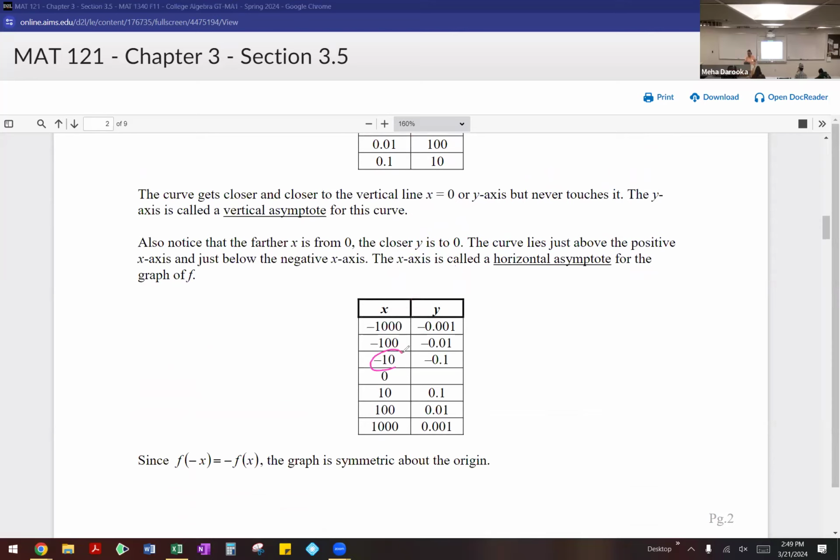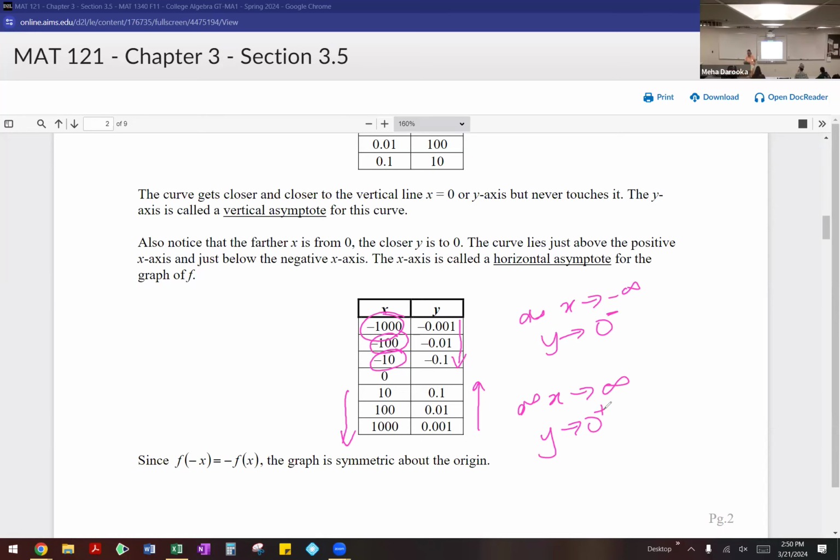As your x value gets larger and larger, you will see your y value actually starts getting smaller, right? So at -10, we were at -0.1. When we increase the x value to -100, my y value became even smaller. Same thing's happening on the positive side. As the x value gets really large, your y value is getting really small. So as x goes to negative infinity, your y is getting closer to 0, and this is on the negative side. As your x value is getting closer to positive infinity, your y is getting closer to 0 from the positive side.